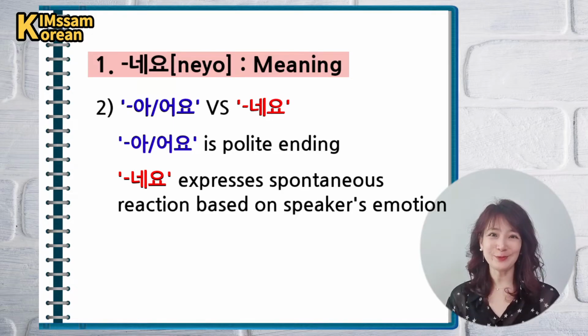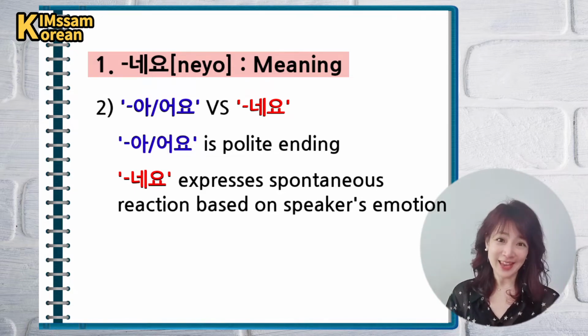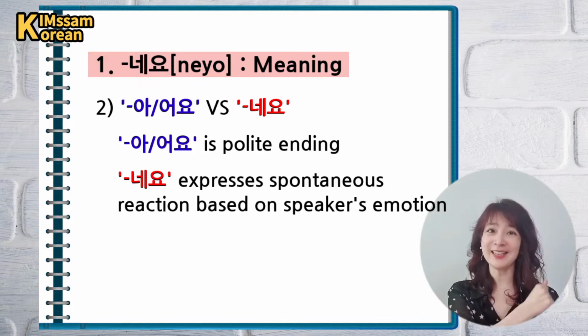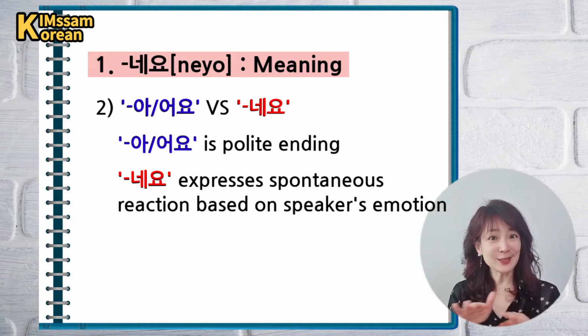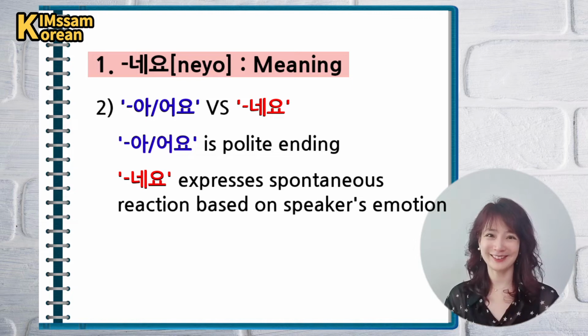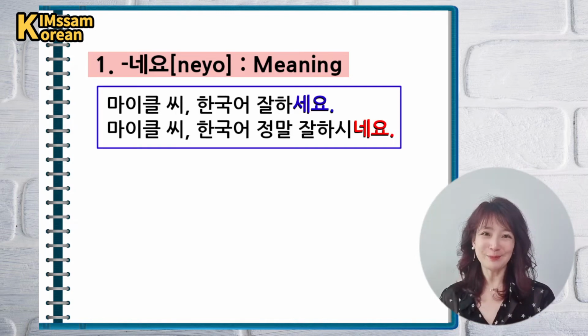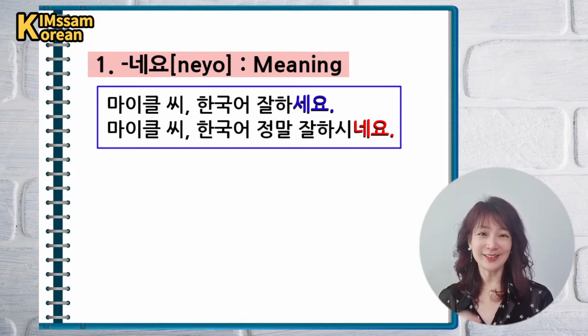Then what's the difference between 아요 and neyo? 아요 is a polite ending, but neyo expresses a spontaneous reaction based on the speaker's emotion. Let me show you two examples. The first one, 마이클 씨, 한국어 잘하세요. The second one, 마이클 씨, 한국어 정말 잘하시네요.